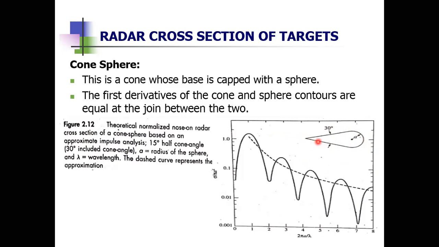So in practical cases, this tip will not have zero radius. It is assumed to have zero radius, but practically it will not. It will be rounded, and that rounded tip can also contribute to the total cross section of the cone sphere. We also assume that the surface is smooth, but there will be some roughness. So the result of this rounded tip, the surface roughness and the imprecision of the target surface contour is that the cone sphere cross section will no longer decrease with increasing frequency.